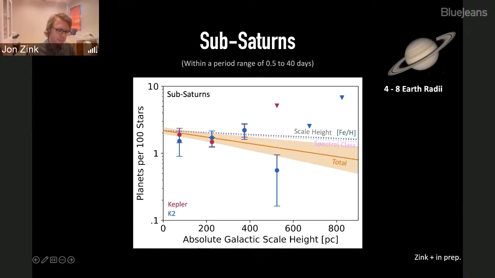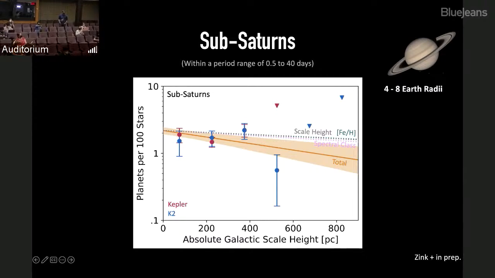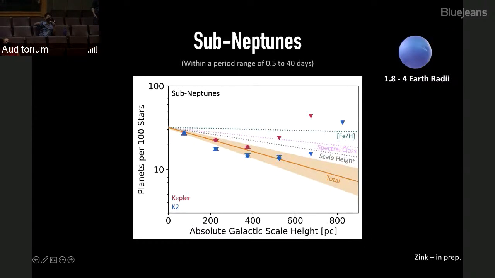Hey, John, really cool study. It's Mike Wong. I see this fine print here, within a period range of 0.5 to 40 days. I understand you probably don't have data for longer period planets, but can you use this kind of study to make a prediction about longer period planet occurrence rates?